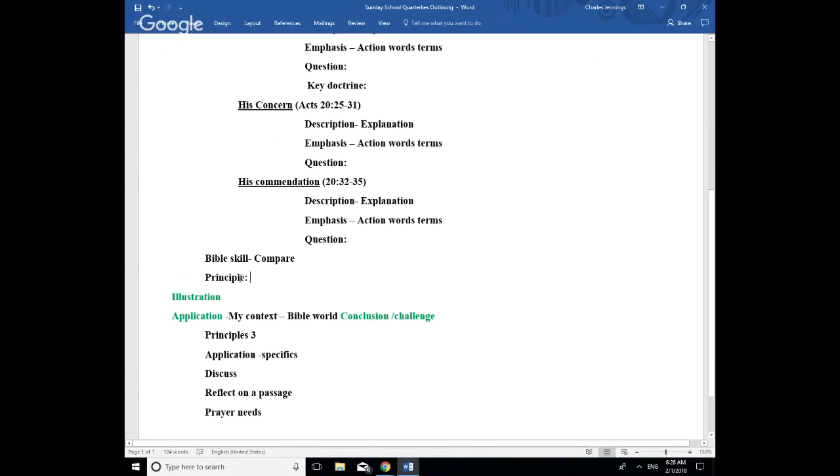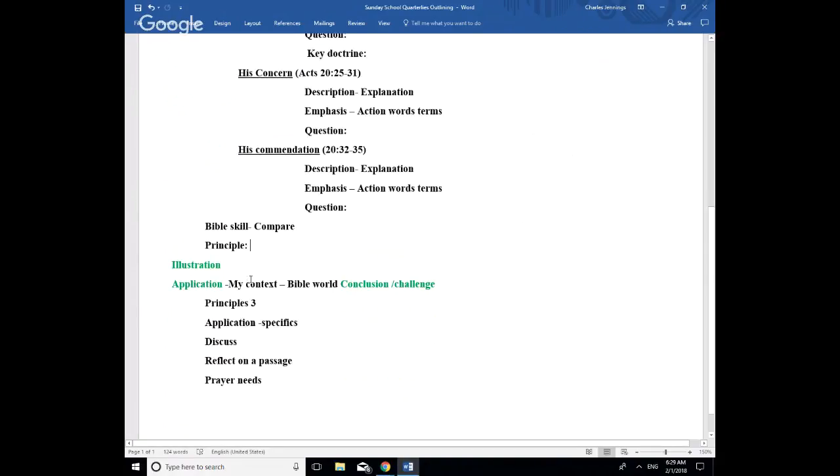A principle is supposed to be applied to the text, which is a different step, but a principle is more of a bridge between the Bible world and the congregation world, the Sunday school world, the people that you're speaking to. And so this is helpful to understand, because when you're drawing principles, you're not jumping to application. You're trying to think about the similarities and the differences. What's the difference between now and then? That type of thing like that.